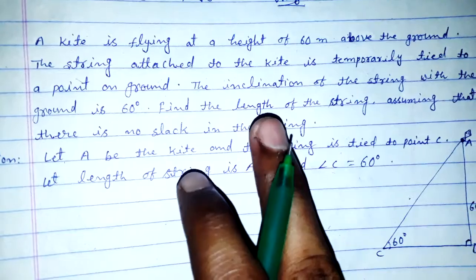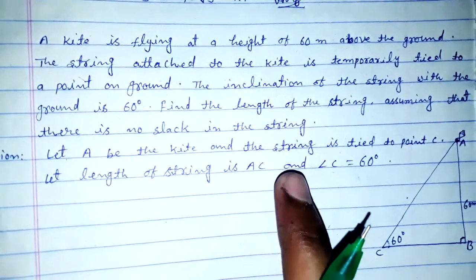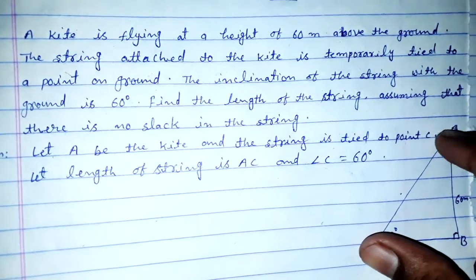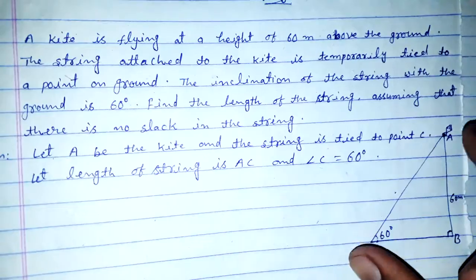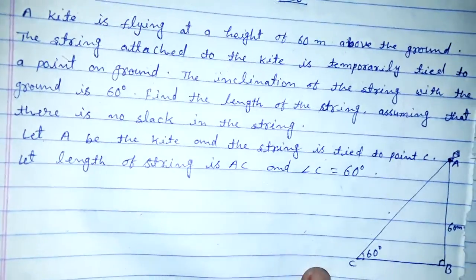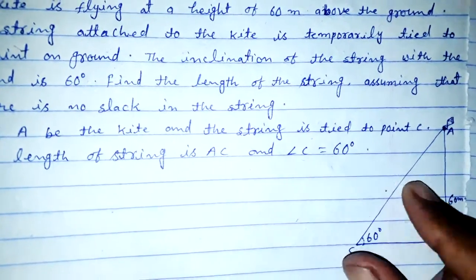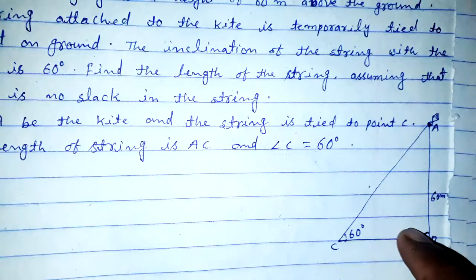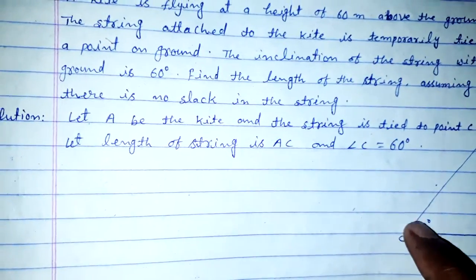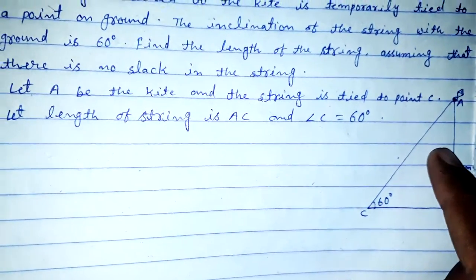Find the length of the string assuming that there is no slack. Here there is no slack. This is the straight. So let A be the kite. Here A is the kite and the string is tied to point C. Let the length of the string be AC and angle C is equal to 60 degrees.